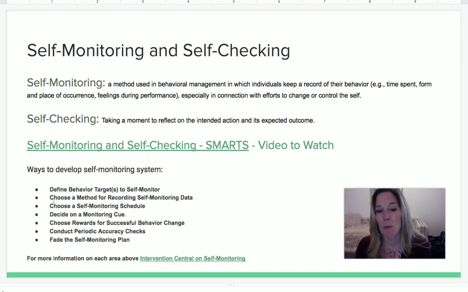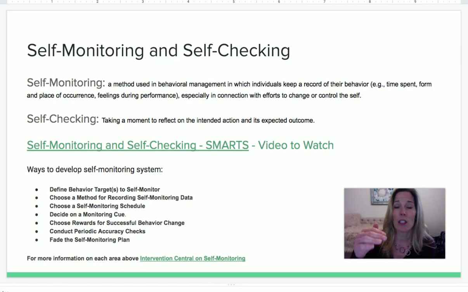You need to choose a method for recording self-monitoring data. Am I putting just a day on a checklist? Am I doing a self-and-match where a teacher is monitoring me, I'm monitoring myself, and then I have to rate both of us? Am I doing a weekly check-in?